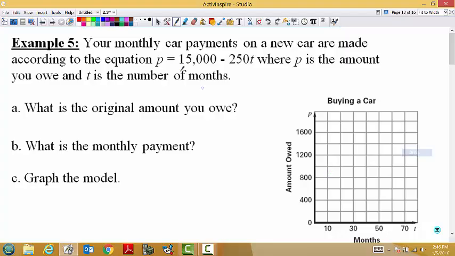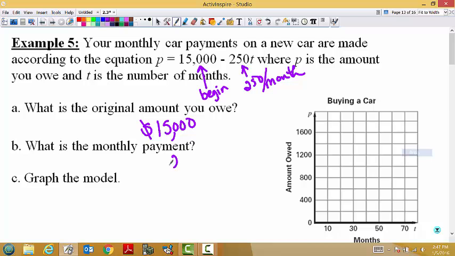But I'm not worried about it. The original amount you owe is the y-intercept, the beginning amount, because what you've got is a beginning amount, and then you're subtracting $250 per month. So the original amount that you owe is $15,000. Your monthly payment is $250 per month. Graph the model, you would go up to $15,000.